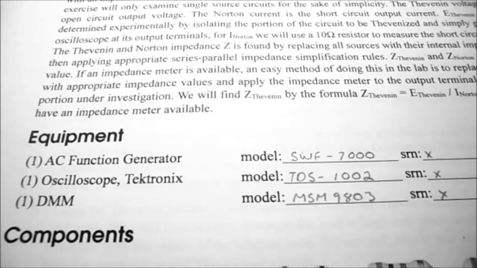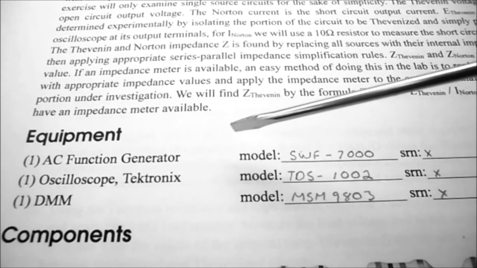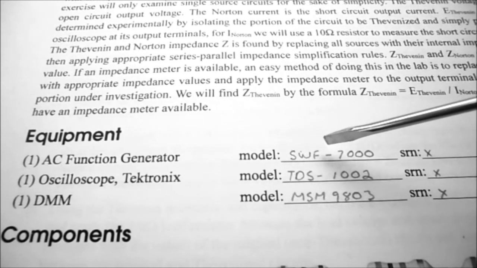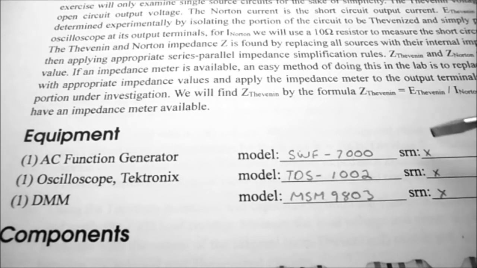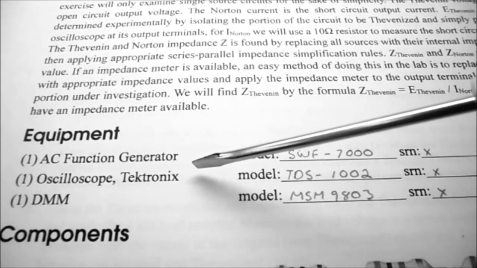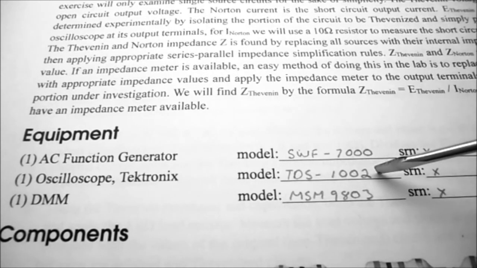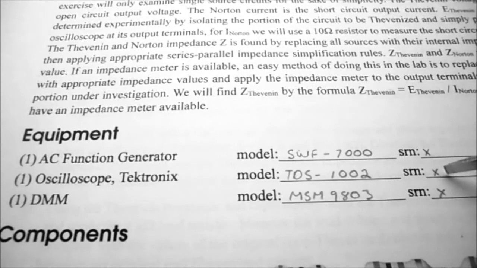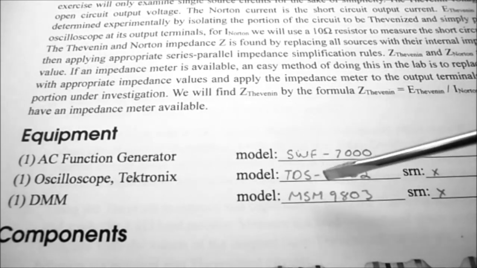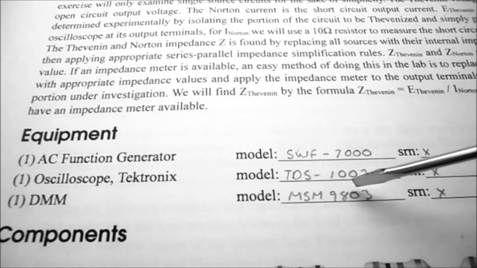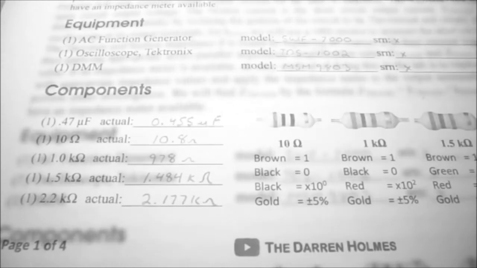So under equipment, we're going to use an AC function generator. In our case, it's the circuit test SWF 7000. I'm not going to bother with its serial number. The oscilloscope is the Tektronix, and I'm using the TDS 1002. Don't bother with its serial number. And the digital multimeter will be the Mastech MSM 9803, and I'm not going to bother with its serial number.